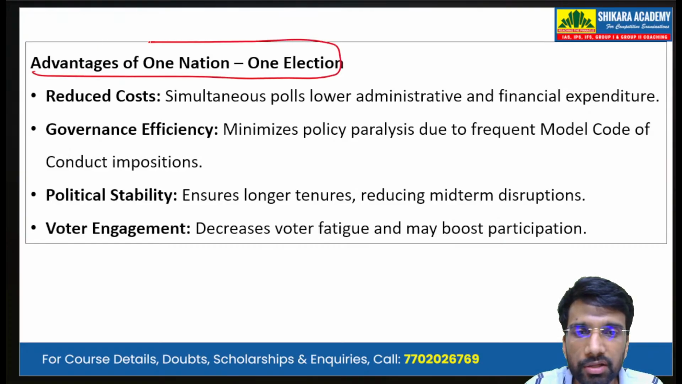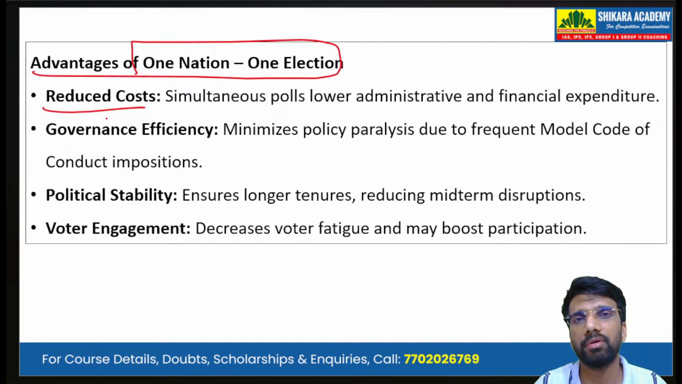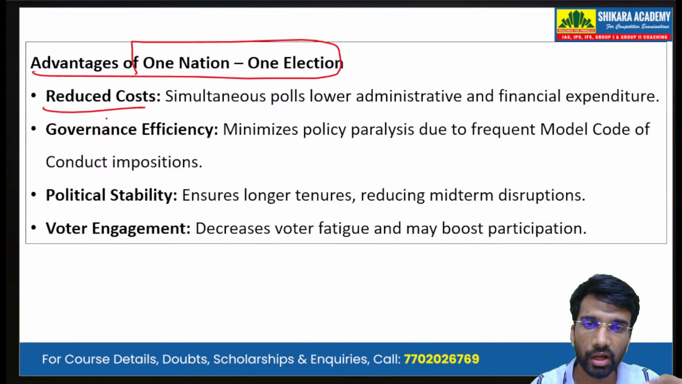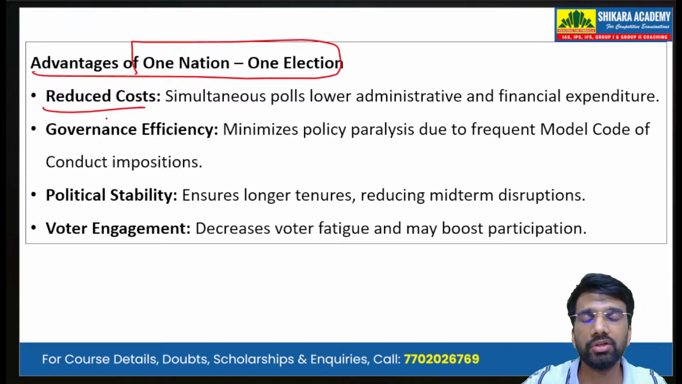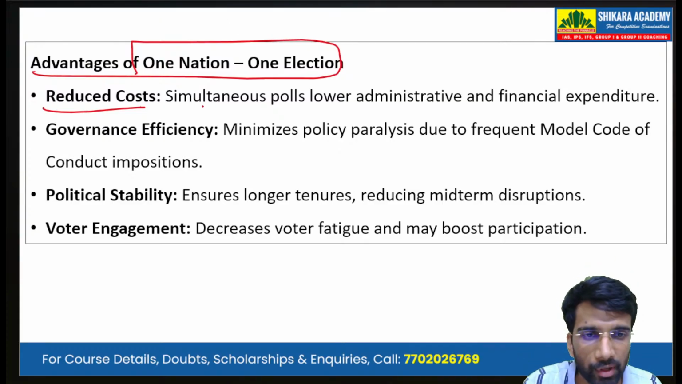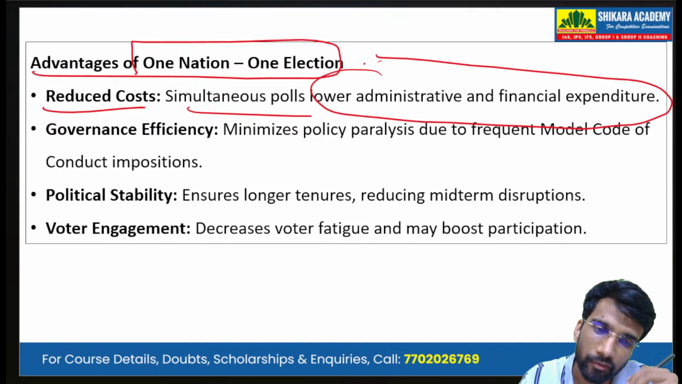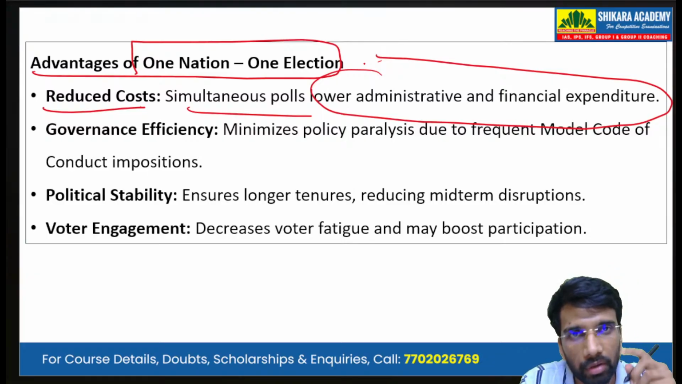Then we discuss the advantages of one nation, one election. Reduced costs. First we have the high expenditure, high burden on the public exchequer because of the frequent elections. Now, one nation, one election will reduce the cost of elections. Simultaneous polls lower the administrative and the financial expenditure because frequent deployment will not be there. Election machinery will only be deployed once.